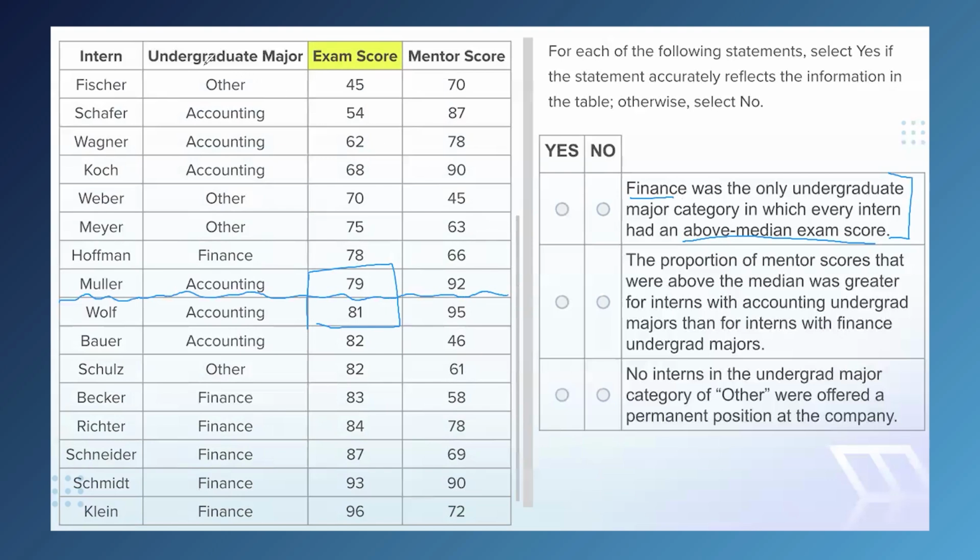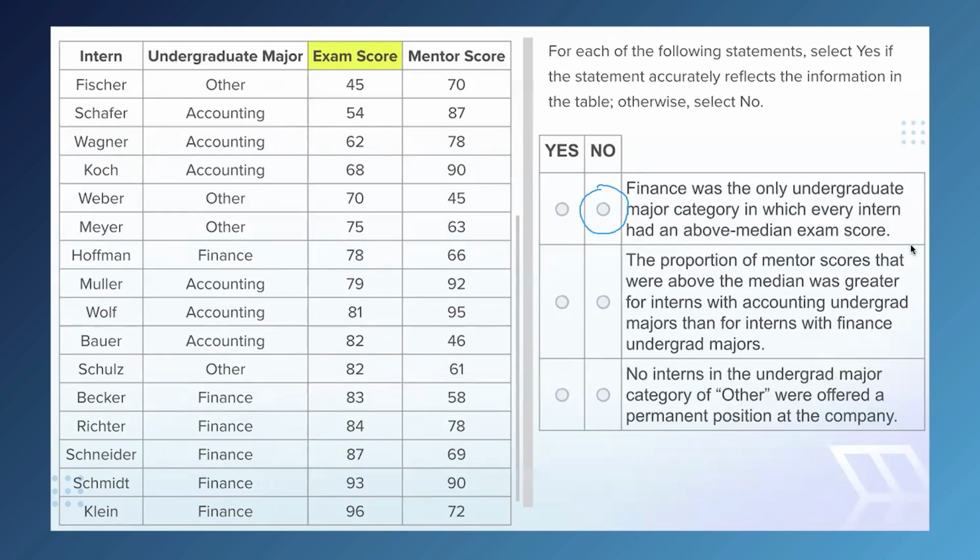our statement. And while we see that other and accounting both have interns with exam scores below median, finance also has an intern with a below median exam score. So finance is not the only undergraduate major category in which every intern had an above median exam score, because there are no undergraduate major categories in which every intern had an above median exam score.